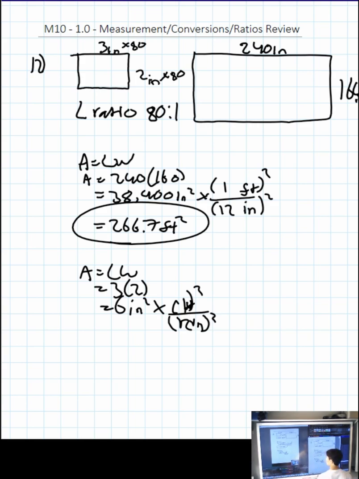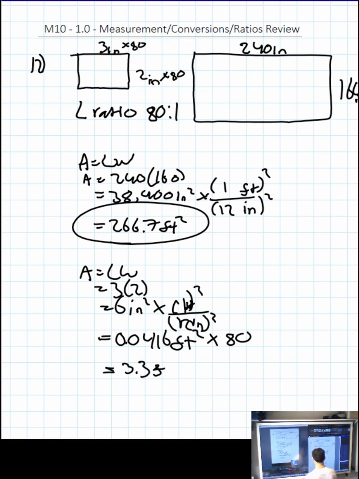And we're going to get 6 divided by 12, divided by 12, and we're going to get 0.0416 feet squared. Then we're going to now times that by 80. And we get 3.3 feet squared, which is obviously not the answer. If they give you a ratio of lengths, you have to convert the lengths first, then it's good.